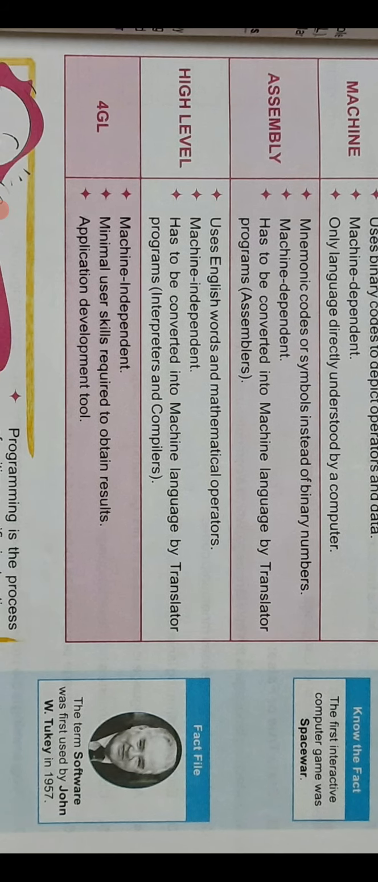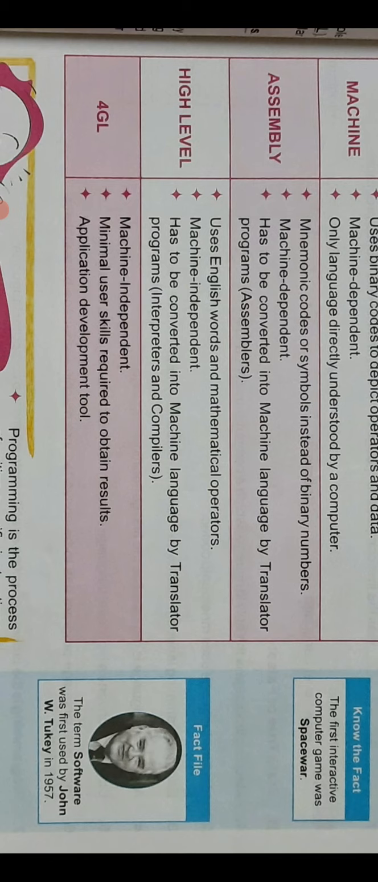Okay. Next one, high level language. Uses English words and mathematical operators. In these high level languages, we use English words and mathematical operators, like C, C++, and Java. In those languages, we use English words.